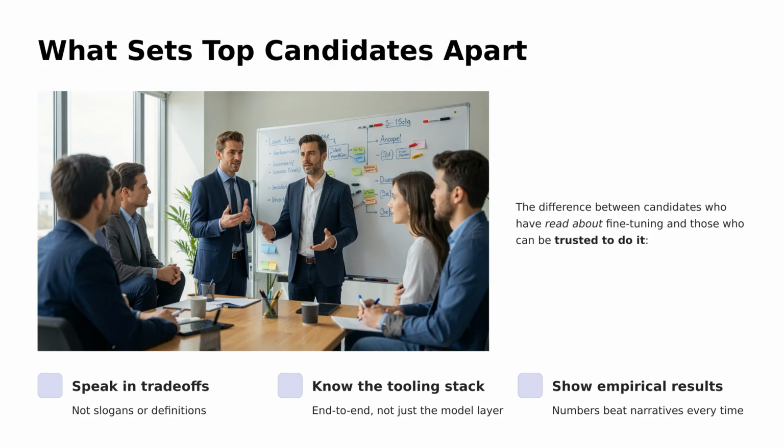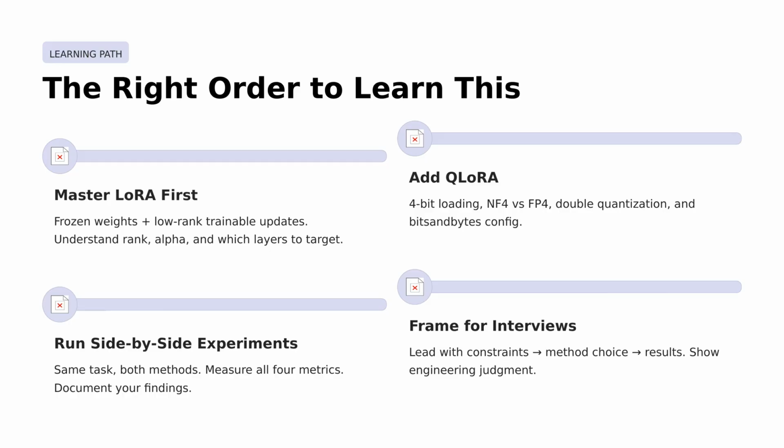What separates top candidates is practical judgment. They don't just repeat definitions or buzzwords. They talk clearly about trade-offs, like quality versus cost, latency, or risk. They understand the full tooling stack end to end, not just the model itself, but data, evaluation, deployment, and monitoring too. And most importantly, they bring evidence. Strong candidates show results with real numbers because in this work, measurable outcomes matter more than confident narratives.